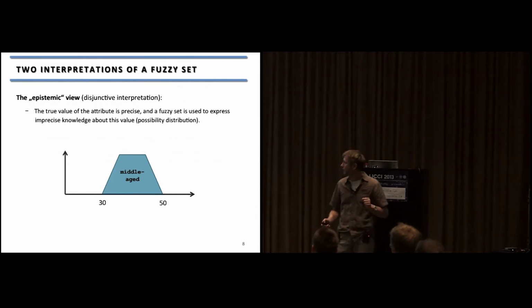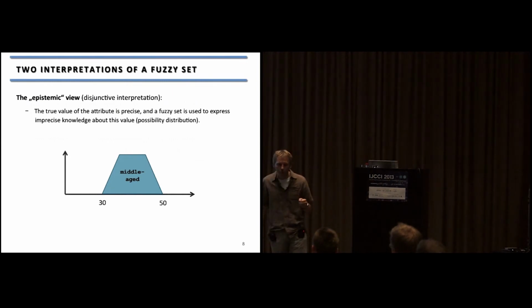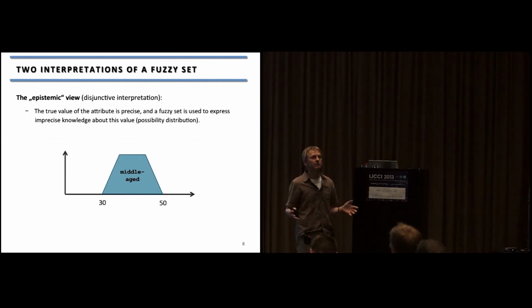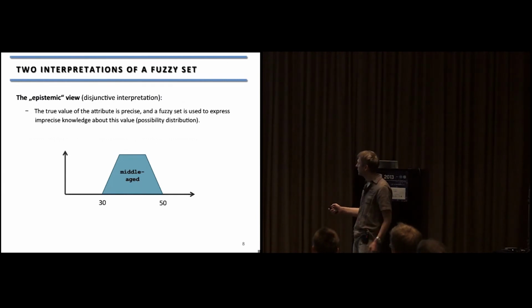So the data is crisp, the models are fuzzy. But recently, what has also attracted more and more attention is what is called learning from fuzzy data. And what is that about? So learning from fuzzy data, the idea is as follows.